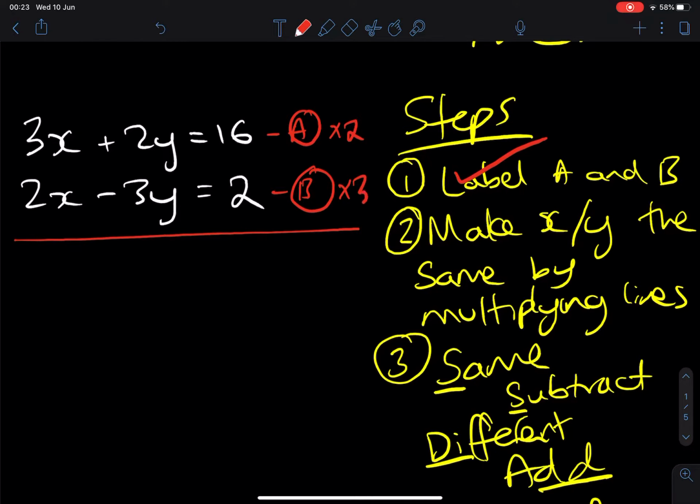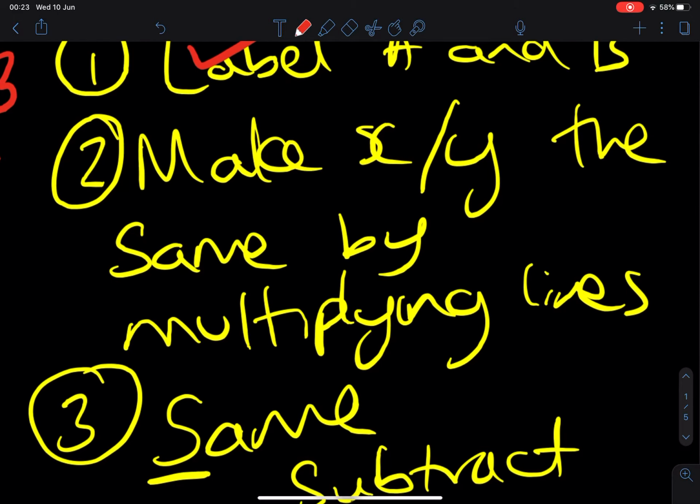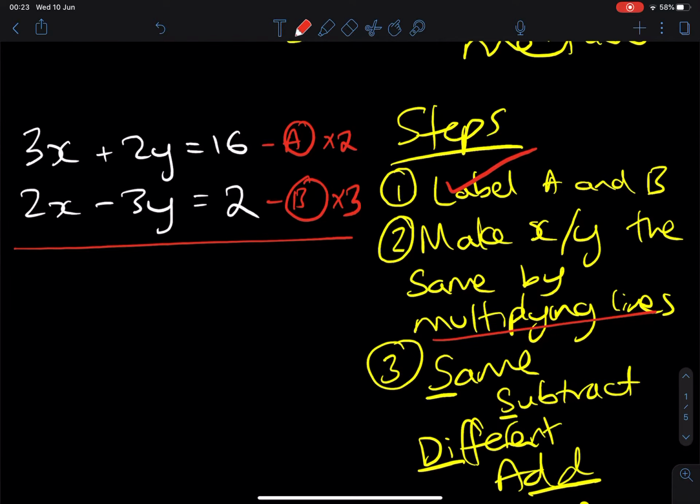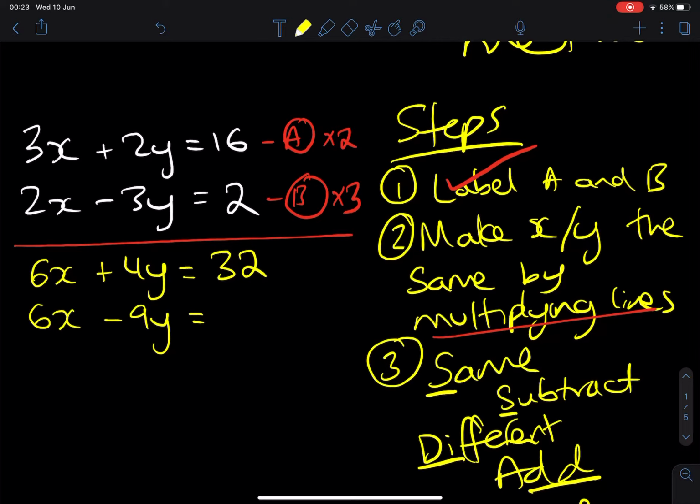I multiply by 3. Now, very important, I don't just multiply those two terms. I multiply the entire line. We mentioned this in the last video. So let's do this now. 3x times 2 is 6x. 2y times 2 is plus 4y. 16 times 2 is 32. 2x times 3 is 6x. Minus 3 times 3 is minus 9y. And 2 times 3 is 6.